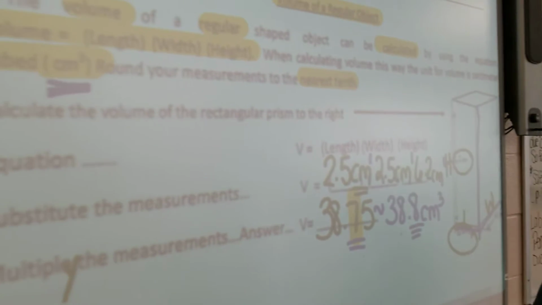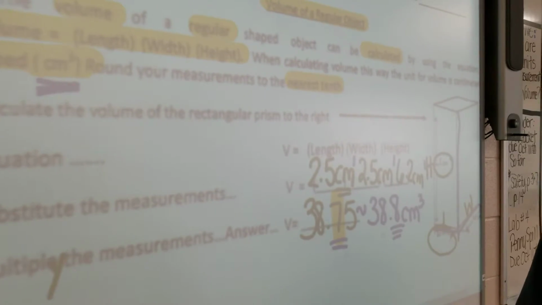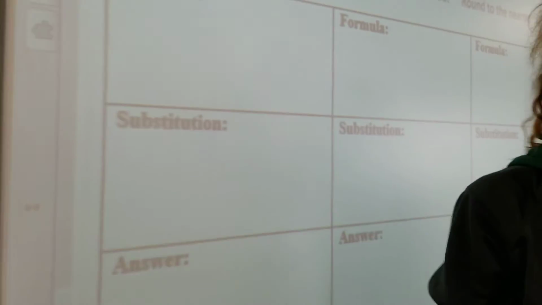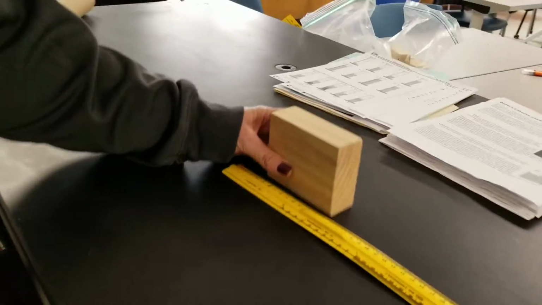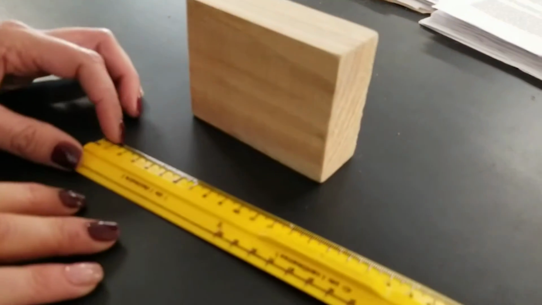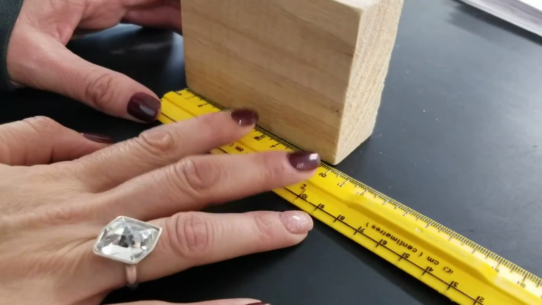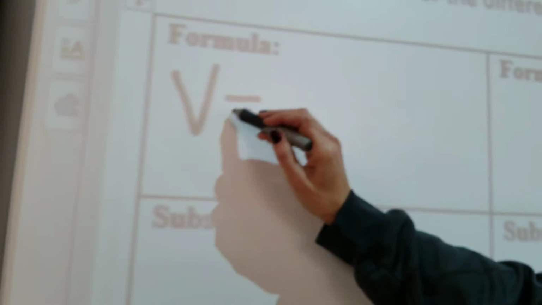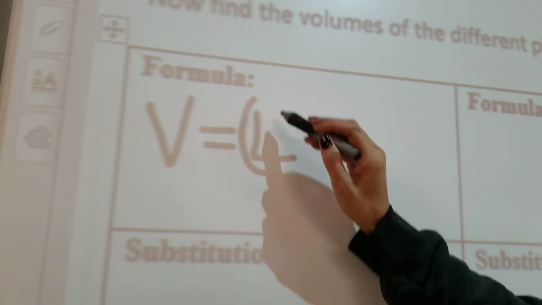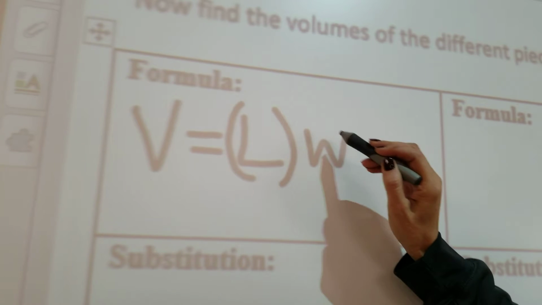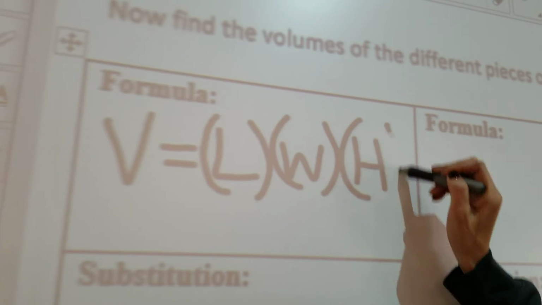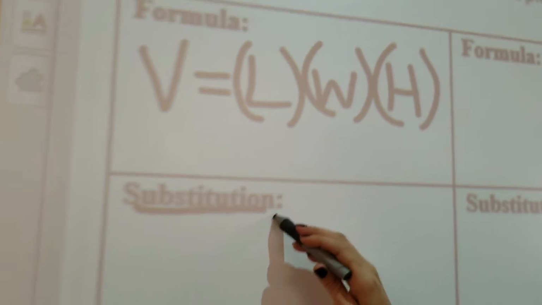Now let's look at how to physically measure the volume of a block in your hands. So now, on my table, I have a block. This is a three-dimensional block, and we have a ruler. The first step always is to make sure you know the formula. So on the board, I'm going to write the formula. Volume is equal to length, I'll abbreviate that, make an L. Width, it's abbreviated with a W. And height, abbreviate that with an H. I want to substitute next.